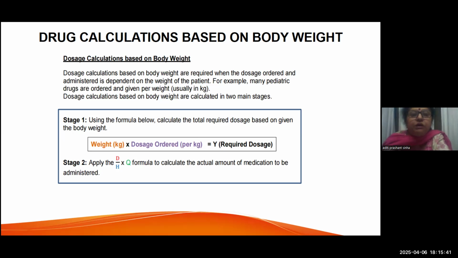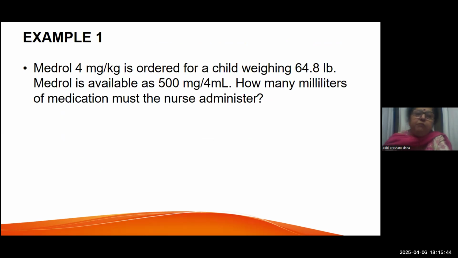Now look how it has to be done. Just look at the example. Medrol, that is Solu-Medrol, which is again a corticosteroid, 4 mg per kg is ordered for a child who is weighing 64.8 pounds. And Medrol is available as 500 mg per 4 ml. So how many milliliters of medication must the nurse administer?